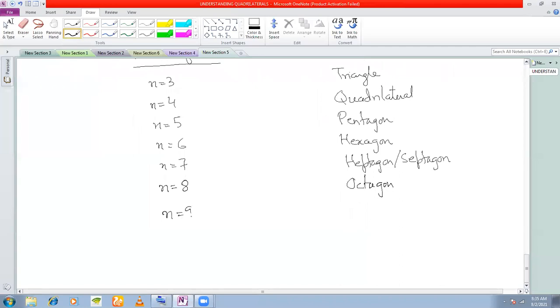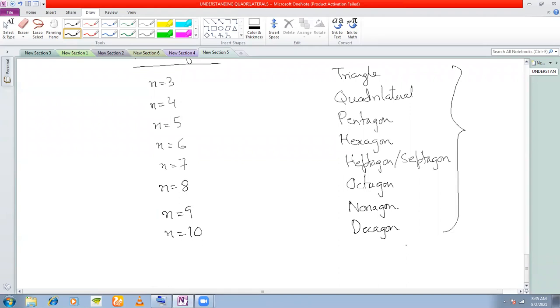N is equal to 9, it is called a nonagon. N is equal to 10, it is called a decagon. Till 10 sides you will require, not more than 10 sides. Now with 11 sides, you call it a polygon with 11 sides, polygon with 12 sides, and so on. But these are special names, starting from n is equal to 3 to n is equal to 10.